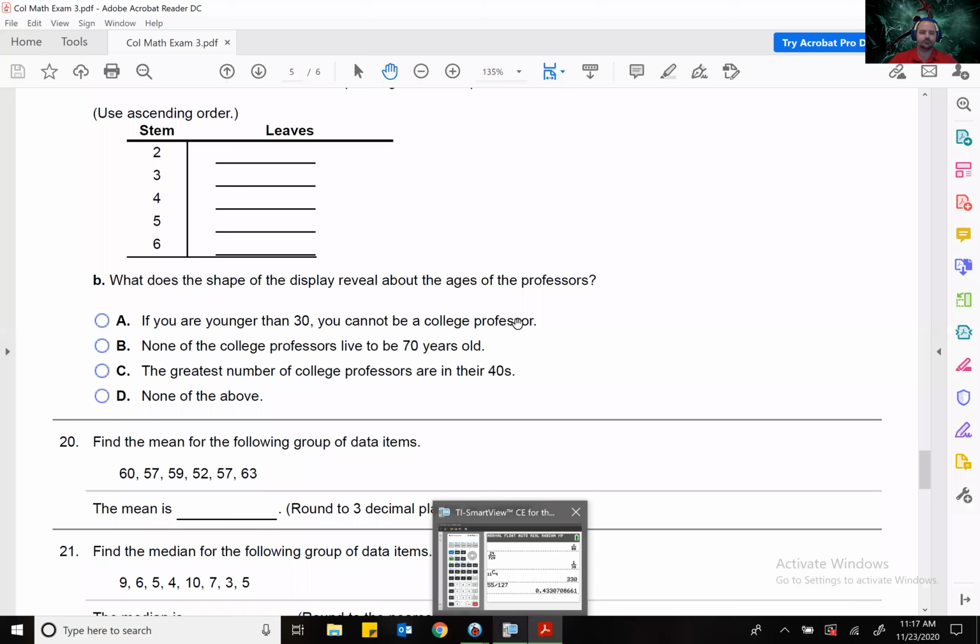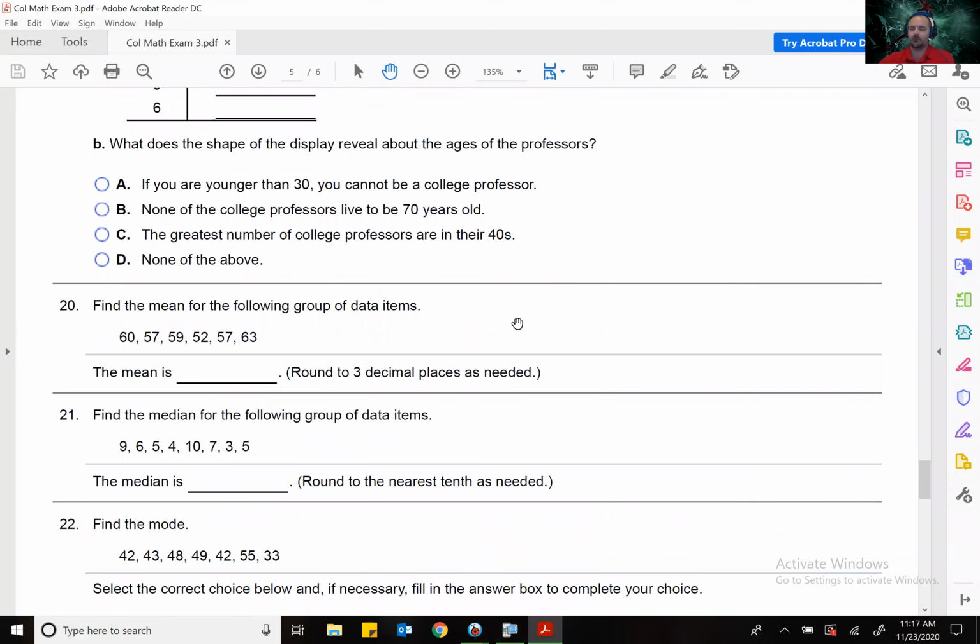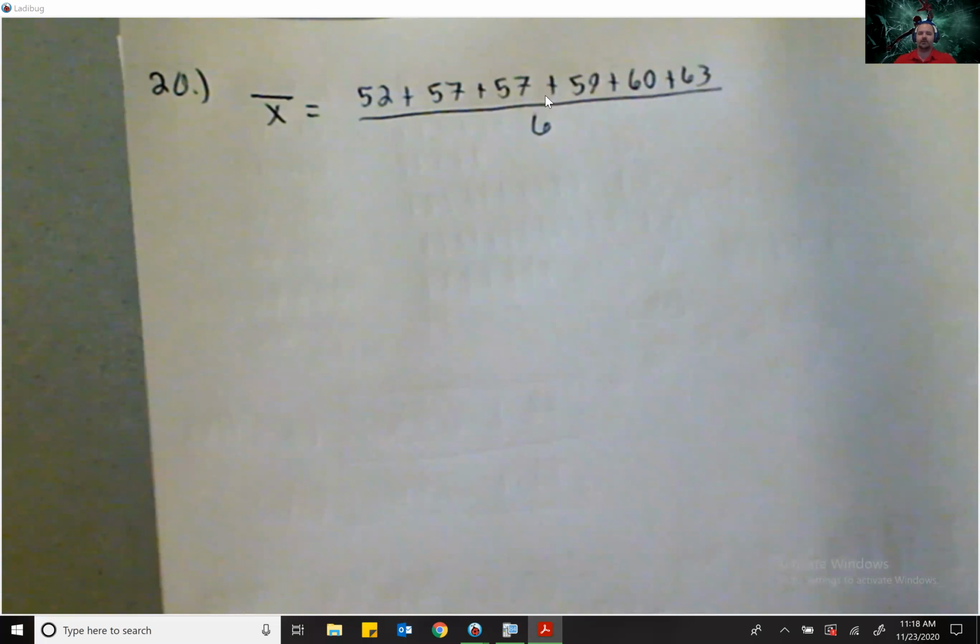Not too much further. All right. Number 20 says, find the mean, or in other words, X bar. Remember I talked about that. So in order to find the mean, all you got to do is add all these numbers up. 52 plus 57 plus 57 plus 59 plus 60 plus 63, and divide that by however many numbers you had, which were 6. So we're adding these numbers up, and then we're going to divide it by 6.